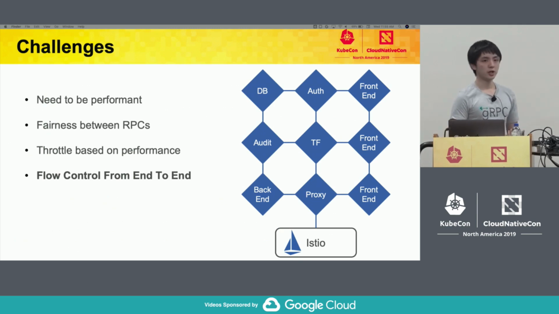Next, let's talk about the challenges of implementing flow control. First, it needs to be performant because flow control is in the data path. We do not want a protection mechanism that will slow down the traffic by 30%. It is unacceptable. And we want fairness between RPCs, which means we do not want a malicious client sending a malicious request and blocking an entire service. Also, we want the algorithm to throttle based on performance so we can utilize all the computational power and networking resources. Last, and most importantly, we want a flow control mechanism that can deploy from end to end.